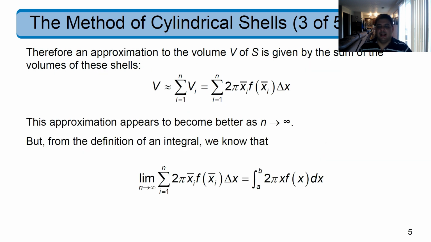Now again we take the limit as n goes to infinity, reducing the thickness to almost nothing, and that gives us the integral. So we get a new integral for this method. The method of cylindrical shells can be represented by the integral from a to b of 2 pi x f of x.